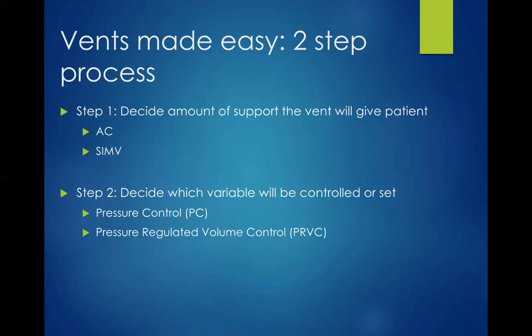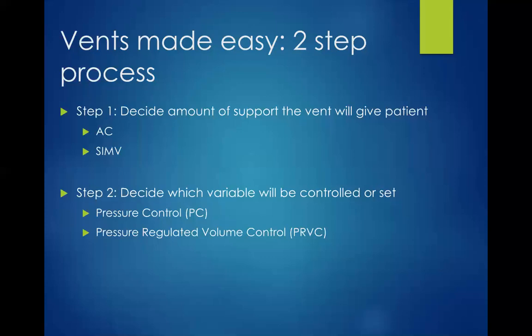And then step two, you want to decide which variable will be controlled or set. So either pressure control or PRVC. In pressure control, you're going to set the pressures, your inspiratory pressure and your PEEP. The tidal volume becomes your dependent variable and thus depends on the patient's compliance and the airway resistance.